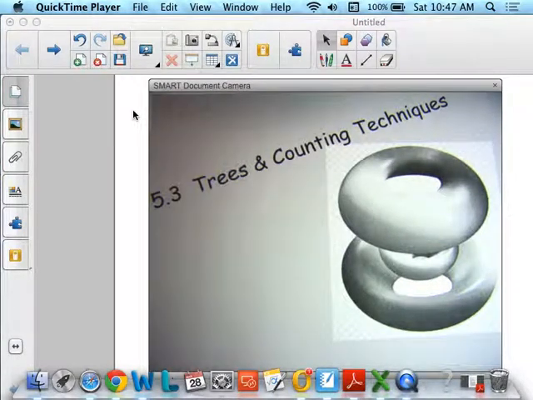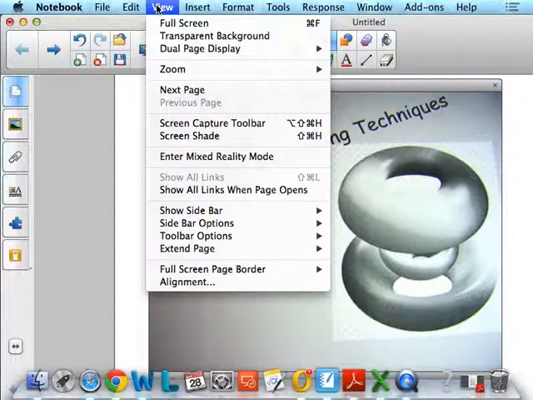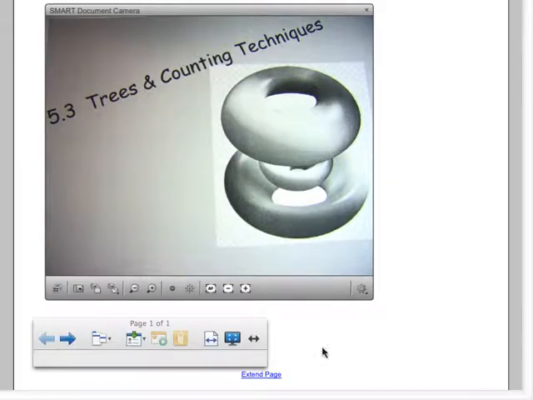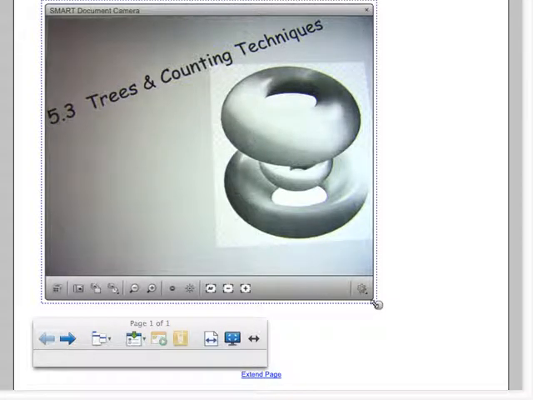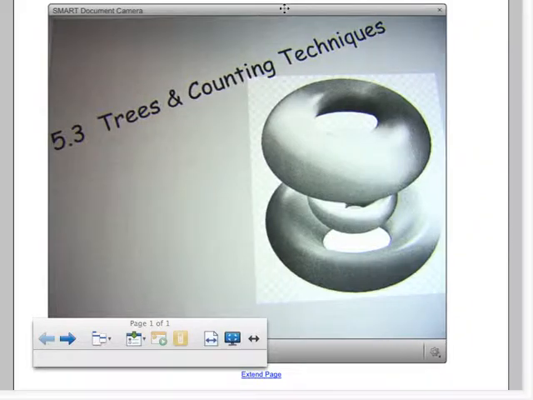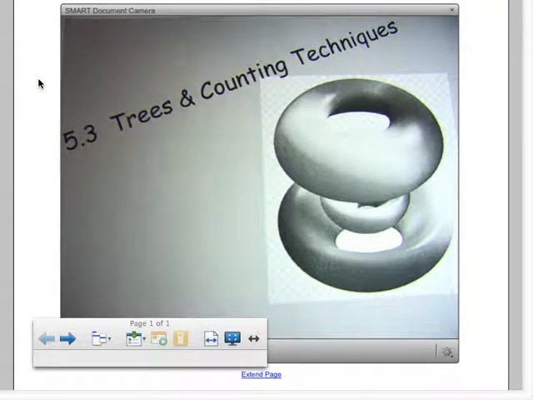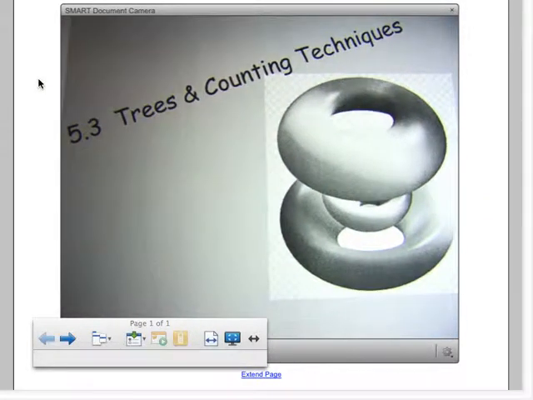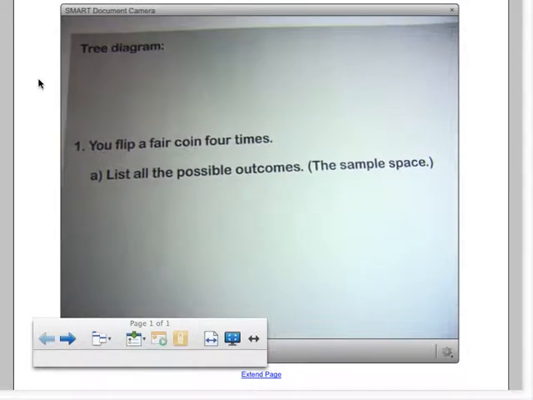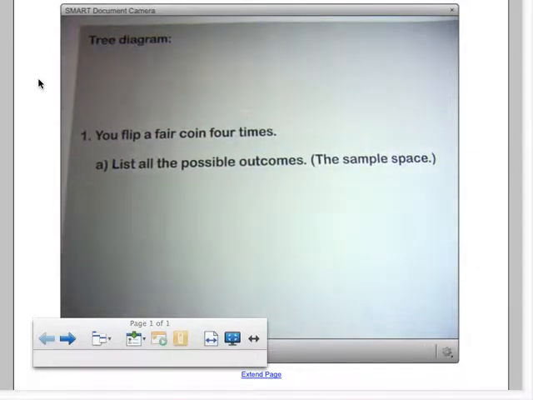Alright, I realized after I started the 5.2 recording that it was going to be a lot longer than I expected. So this will be your last recording. Make sure you still have your 5.2 notes or your guided notes because the 5.3 will continue on there. And we'll start with the tree diagram part. Okay, so at the bottom of your notes on one of the pages, the first little thing should be a tree diagram. So this is where we'll start and then we'll finish.